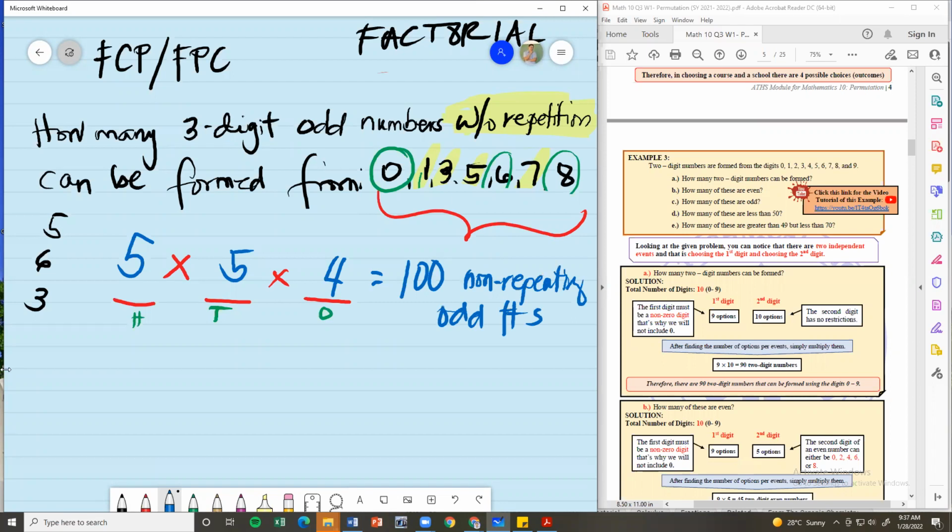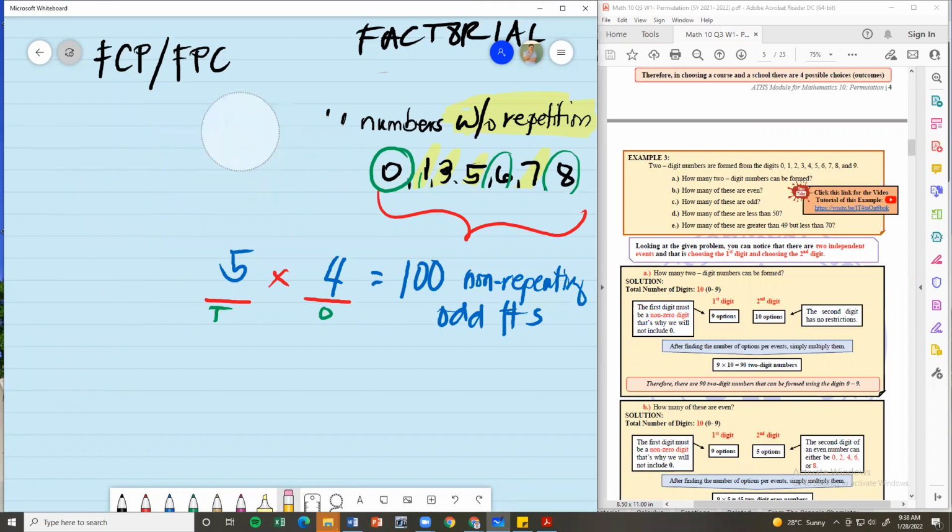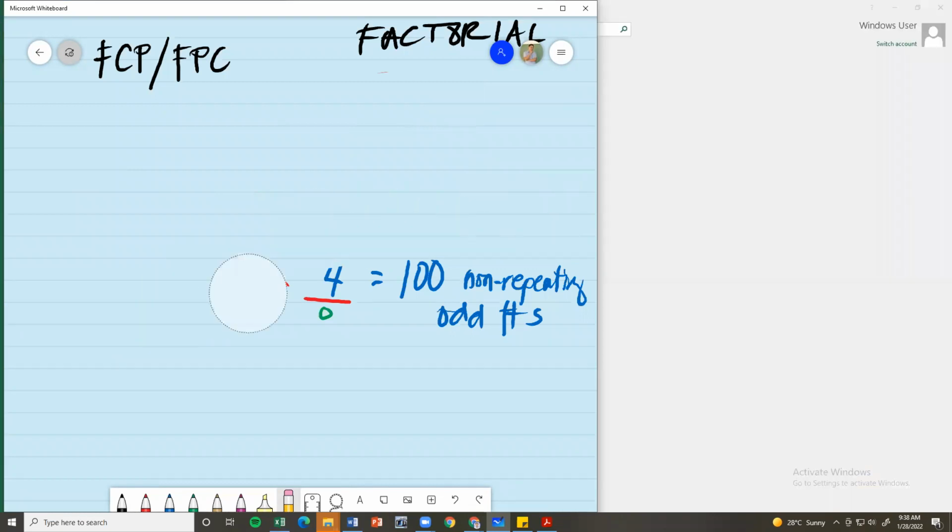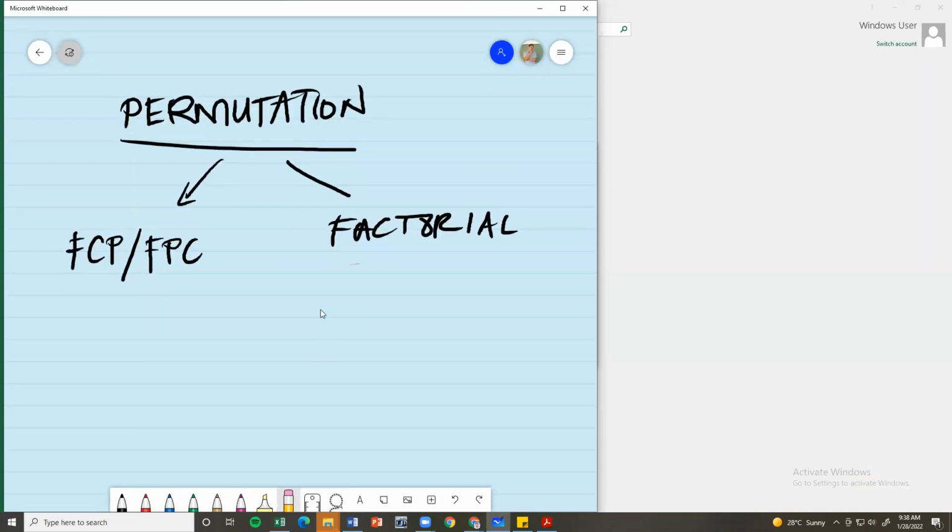Show me a reaction if that's clear to you so far. Kumusta? Very good. Okay. So that is FCP or FPC. Later on, you will realize why we dwelled so much on this. Because even later, when we are in permutation, you can always go back to this process if you forget the formula for the permutation. Okay, so that is for the FCP.